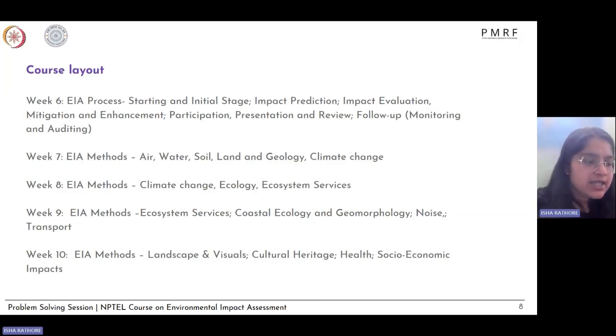Week 7, we looked at EIA methods pertaining to air, water, soil, land, and geology and climate change. So we discussed how we go about doing EIA for each of these environmental parameters if they are relevant for your particular project development site. Week 8, again, we looked at EIA methods, continuing the discussion with climate change, which we saw in week 7 as well, then ecology and ecosystem services.